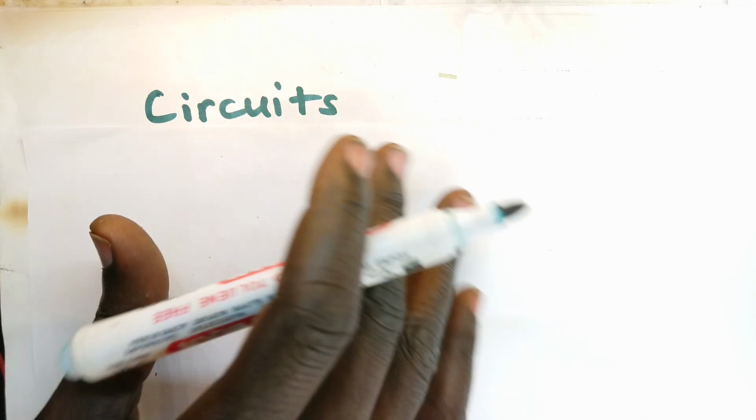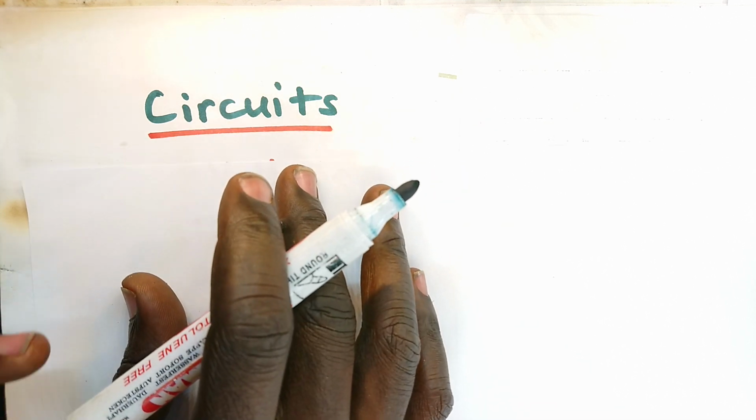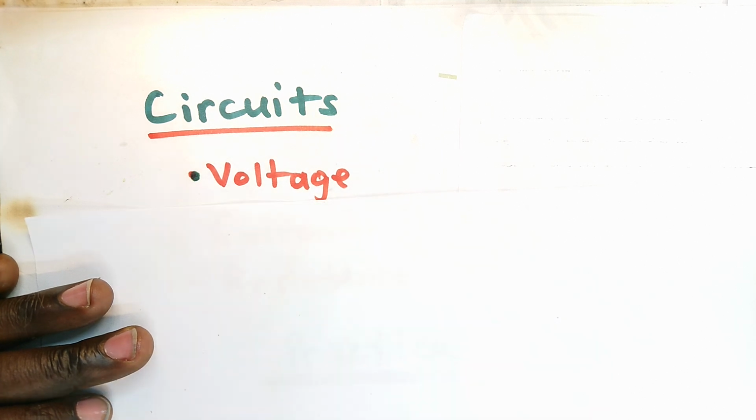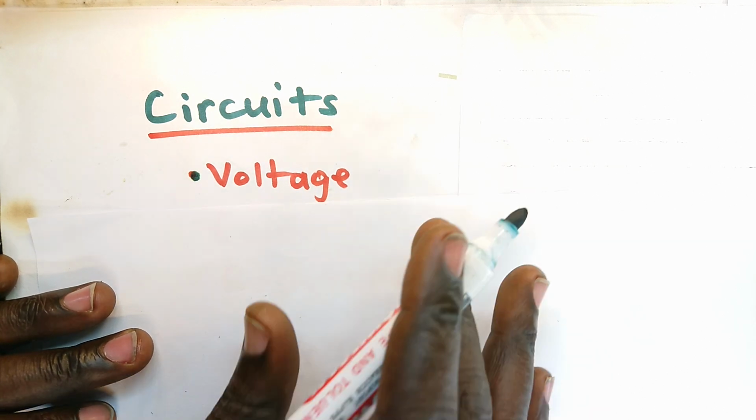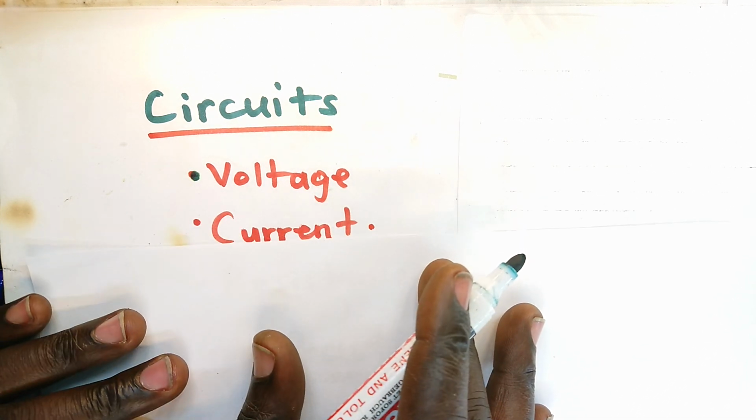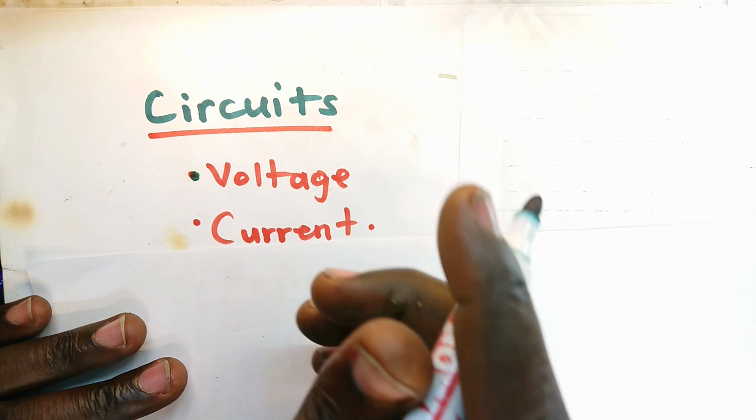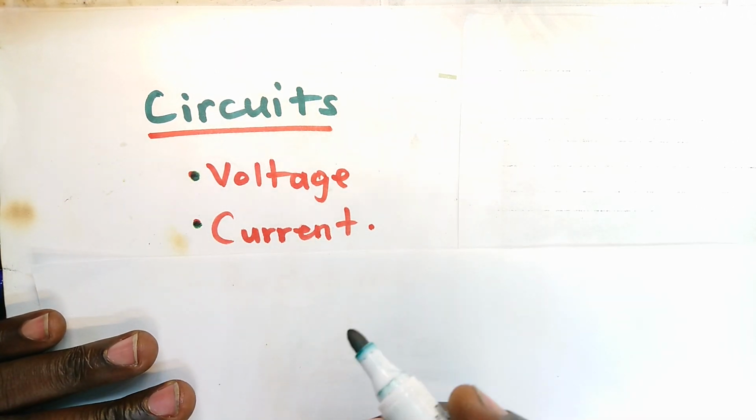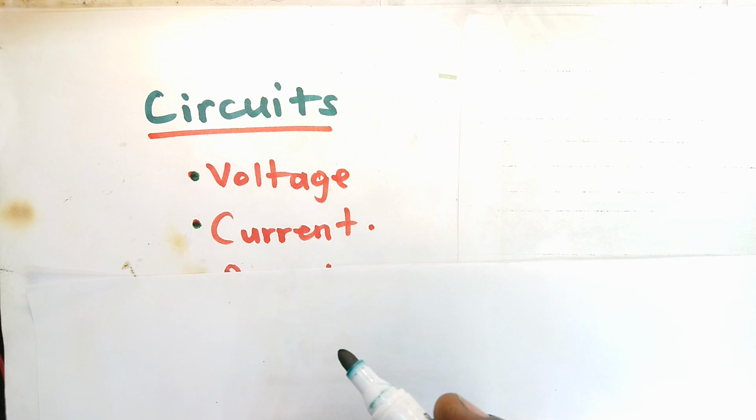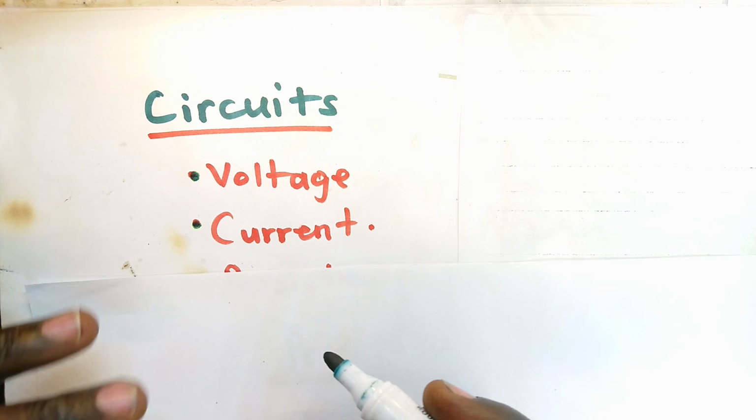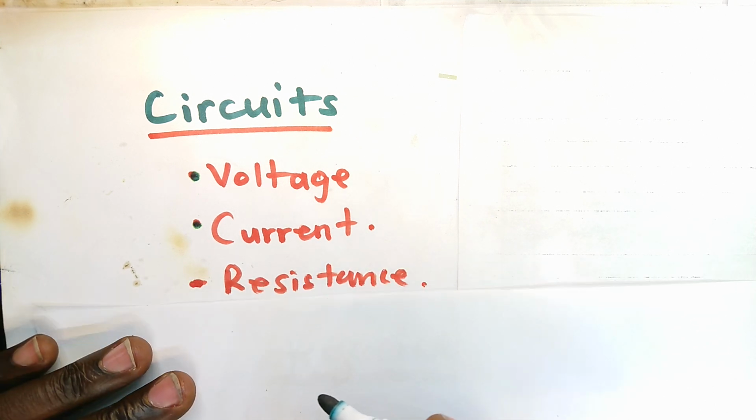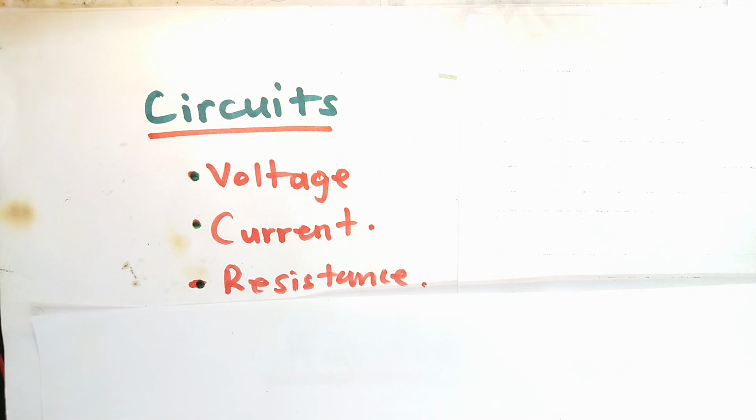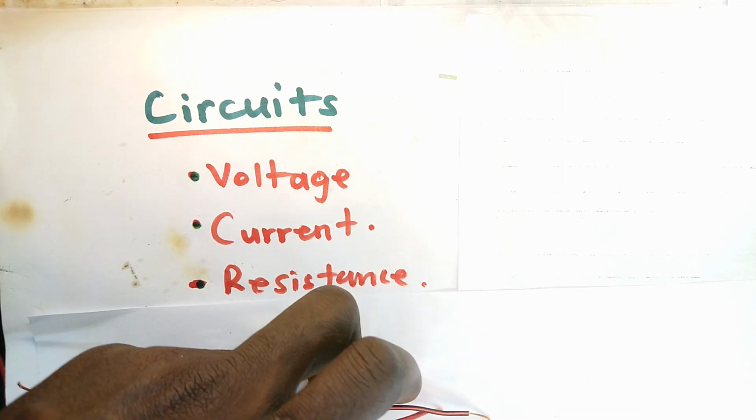But in circuits, we normally deal with things such as voltage, and voltage, like we told you earlier on, is the power source, which at times we call potential difference. And then next we deal with currents. That's what flows through the device to cause work. And then of course resistance. Devices always have a resistance value.